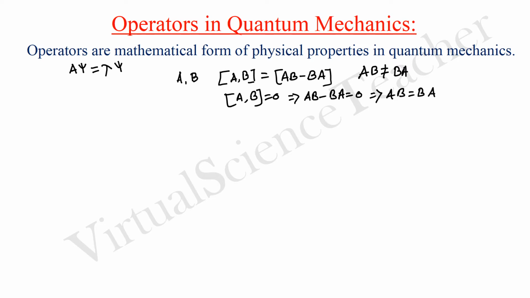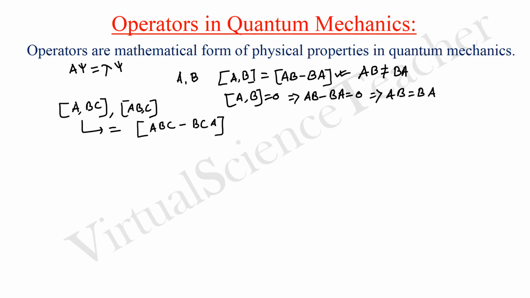Okay, so now let's see what happens for three operators. Suppose we have to deal with an operator like the commutator of A with BC. How can we deal with it? Actually, this is nothing but a simplification of this sum. We have to simplify by using this equation. So I am writing it as ABC minus BCA. Here we can think that BC is an operator, and we are trying to commute it with A, and now I want to subtract some operator.